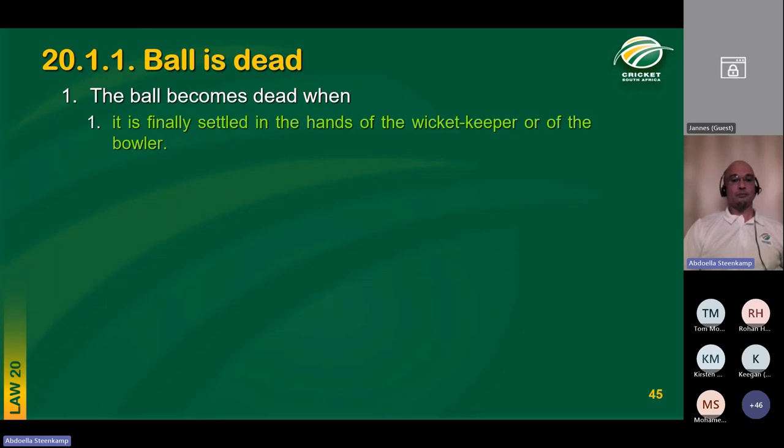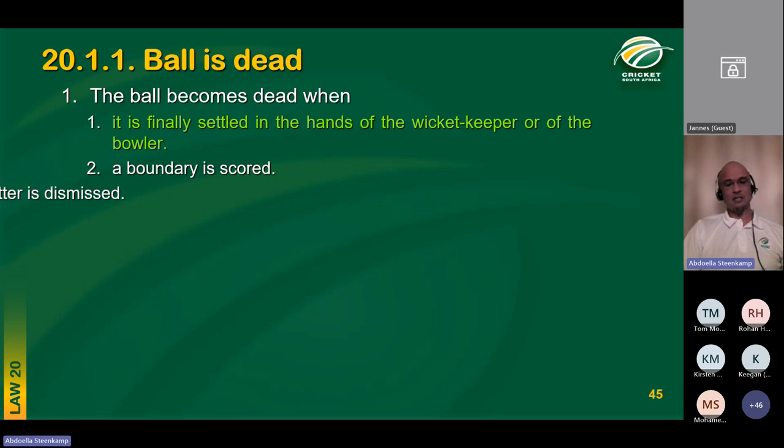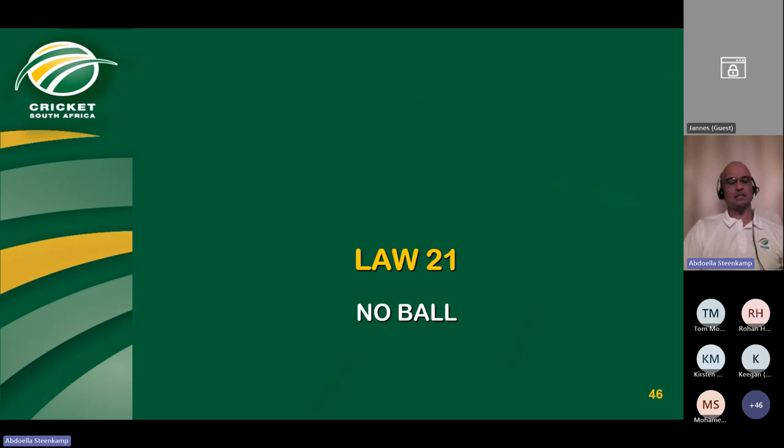When it comes to dead ball, the ball becomes automatically dead when it finally settles in the hands of the wicketkeeper or of the bowler. There are other instances where the ball automatically becomes dead, boundary scored, batters dismissed, there are eight of them. But I put my emphasis on when it is finally settled in the hands of the wicketkeeper and the bowler. And once that happens, and in your opinion it has finally settled, the ball then automatically becomes dead.